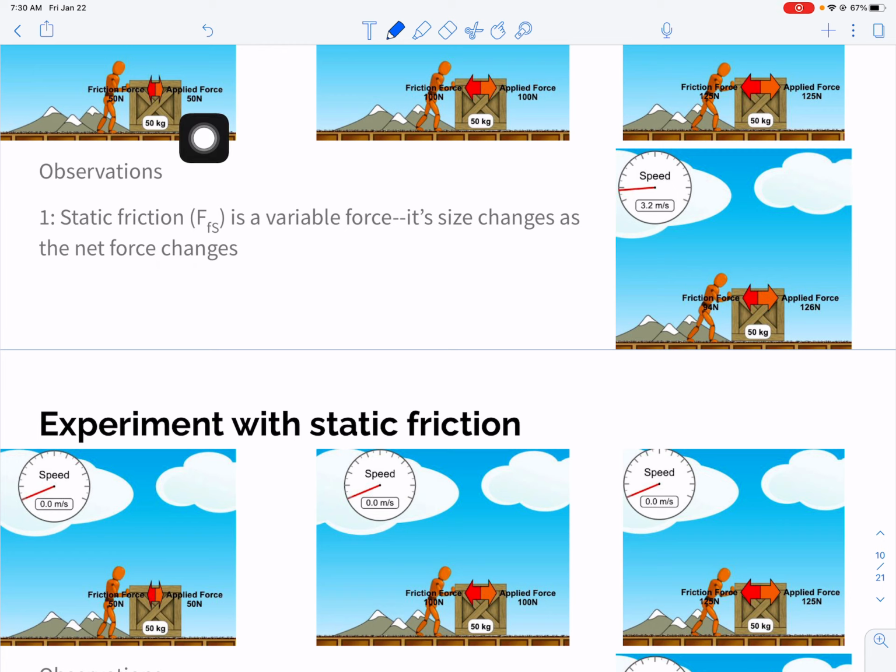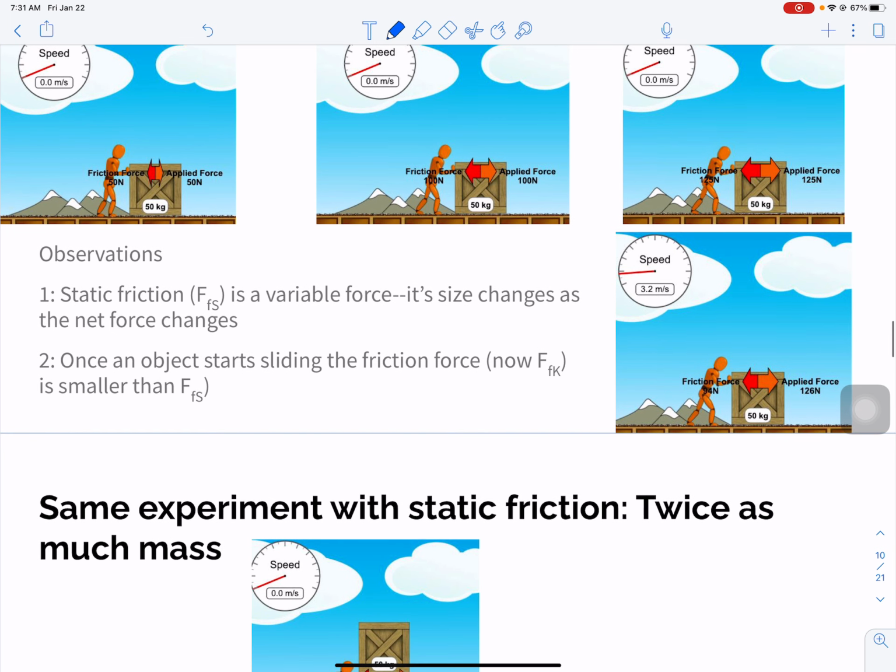Its size changes as the net force changes. So as I went from 50, friction 50. I applied 100, friction 100. I applied 125, friction 125. So the friction force varies. And in the lab experiment that you did with the blocks, we're trying to show that, but we probably did not have enough friction. Next year, I may use more friction. So you can see you can apply force and the box doesn't move.